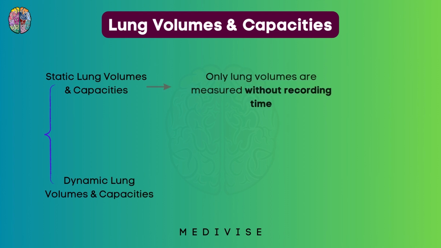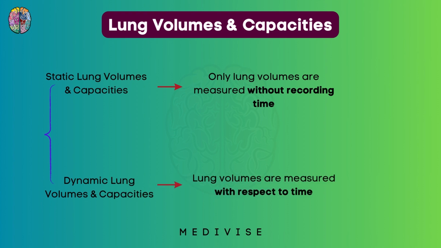In the static one, we only measure the lung volumes without recording time. So for example, at the end of inspiration, at the start of inspiration, we are not really taking time into consideration. But in dynamic lung volumes and capacities, the lung volumes are measured with respect to time. So for example, if I tell you to exhale and then I ask you how much air did you exhale in the first second, since we are talking with respect to time, these will be called dynamic lung volumes and capacities.